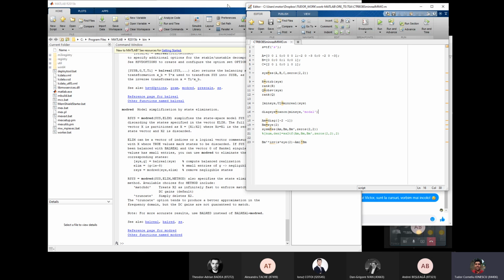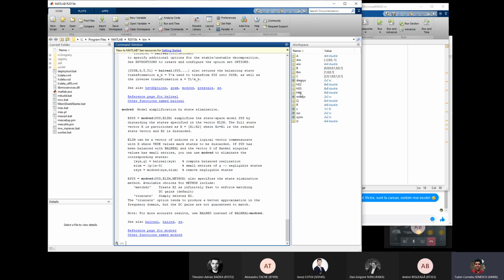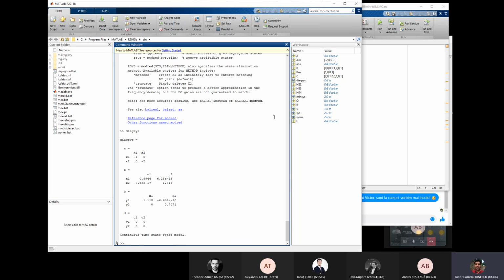I don't know what this diaxis is actually. Let's see what we are trying to find out. Diaxis. What is this guy? Oh, okay, this is a diagonal version of the system.